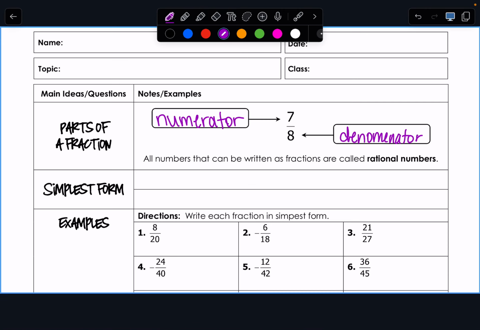Okay. The first thing I asked you to do was to work on simplifying two different fractions. Okay. Our fractions are simplified, simplest form, as soon as the numerator and denominator have no common factors.